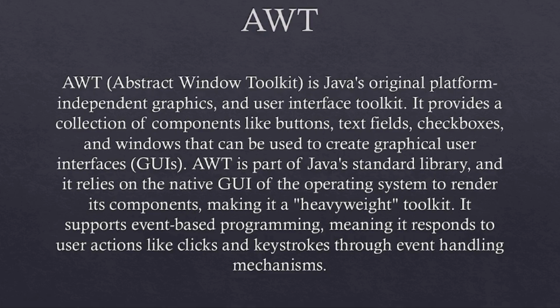AWT is part of Java Standard Library, and it relies on the native GUI of the OS to render components, making it a heavyweight toolkit. What this means is that AWT depends on the OS of the system to render its components. So the components which are being rendered can differ from OS to OS. For example, a Windows system might have different looking components as compared to a Linux OS. Now, AWT supports event based programming, meaning it responds to user actions like clicks and keystrokes through event handling mechanisms.